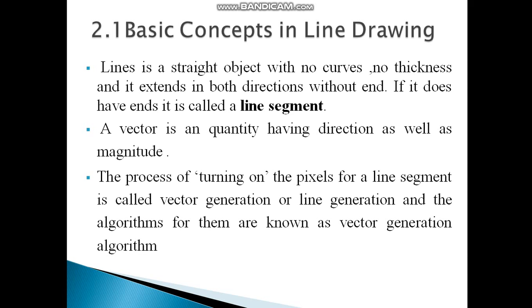A vector is a quantity having direction as well as magnitude. Means a line segment or a line is a vector, a quantity having direction as well as magnitude. The process of turning on the pixels for a line segment is called vector generation or line generation. Means finding out the pixels in a line segment is called vector generation or line generation, and the algorithms for them are known as vector generation algorithm and line generation algorithm.